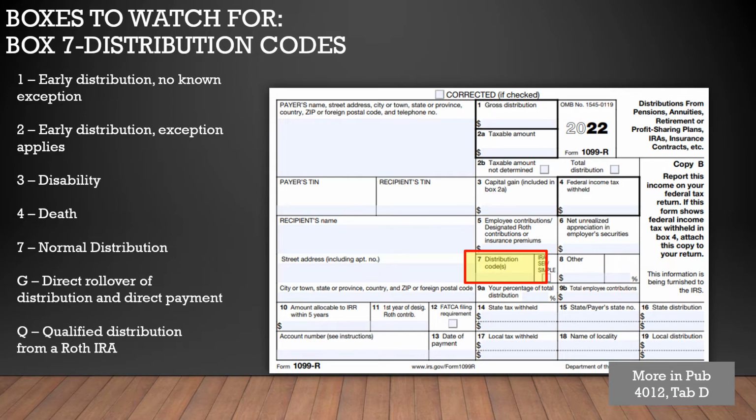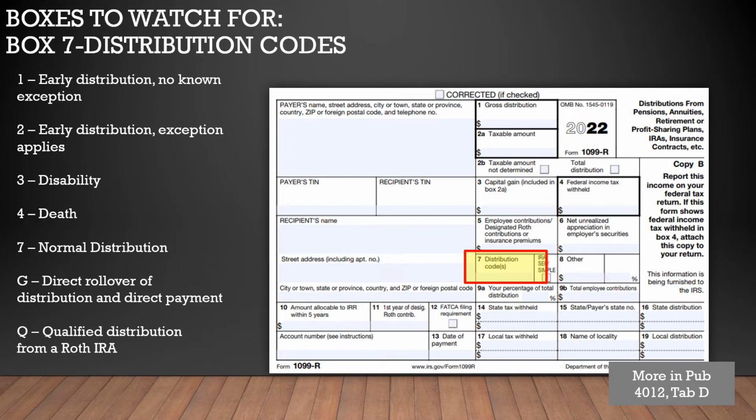Code 4 is a death benefit. Code 7 is just a normal distribution. Somebody's reached the retirement age and now they're getting payments, and so you know, it might be fully taxable or partially taxable depending on whether they made pre-tax or post-tax contributions.